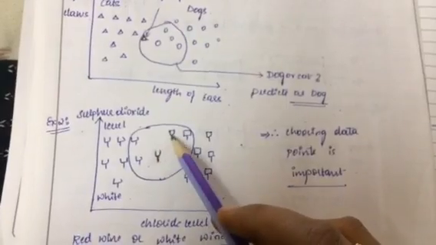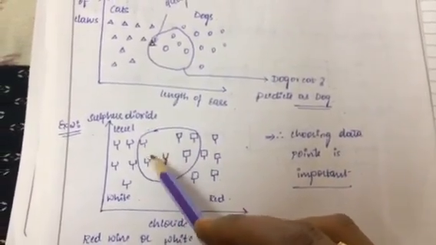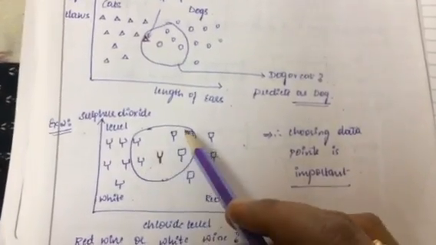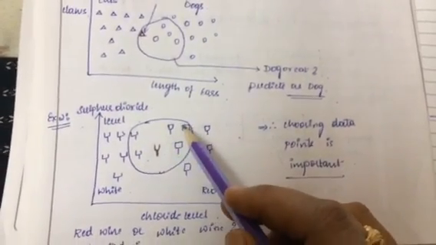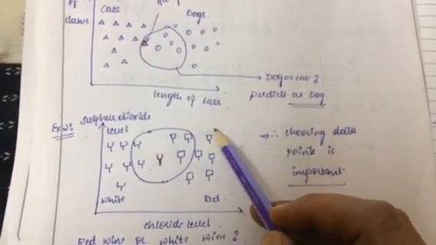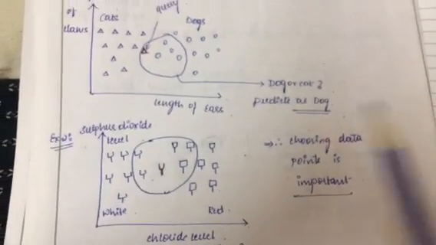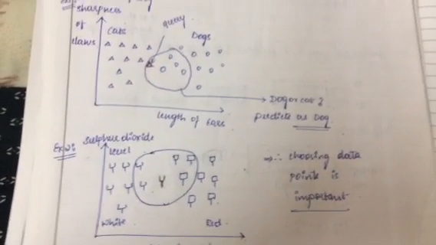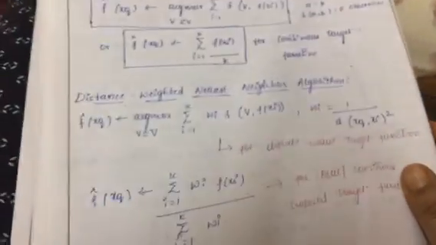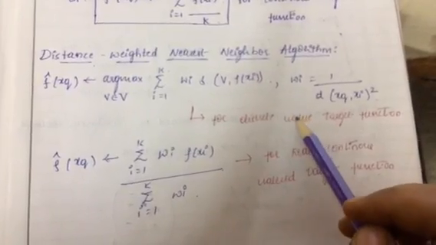Now we are going to assign a weight to each of these data points depending upon the distance. The shortest distance is assigned the greatest weight, and the largest distance is assigned the smallest weight. So this is the concept of the distance weighted nearest neighbor algorithm. It is mainly about assigning weights, and this is the formula for a discrete valued target function.